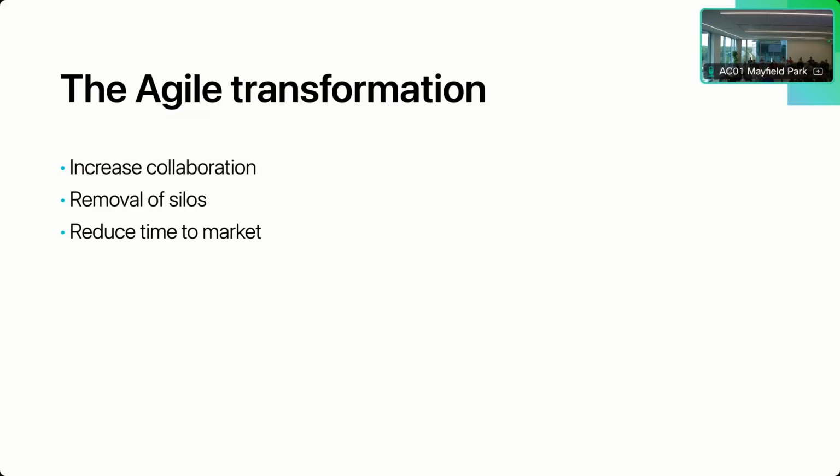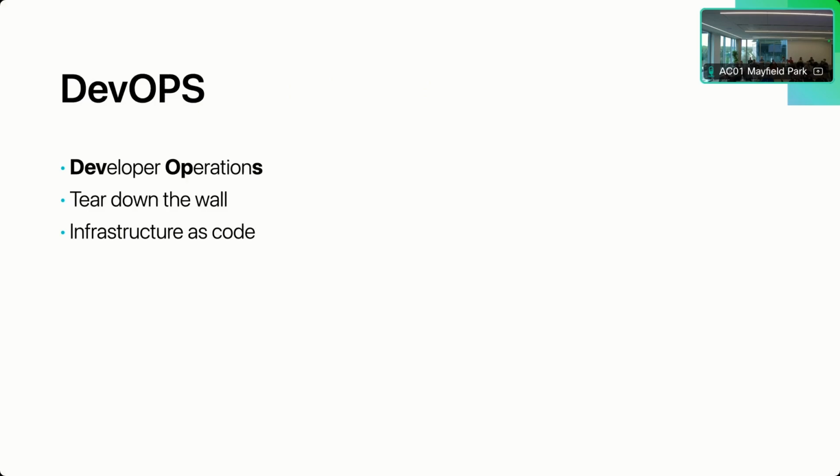We're going to do a tiny little bit of theory about the agile transformation. The idea behind it was about increasing collaboration and removing silos, and it kind of led to this concept of DevOps, about developer operations, where developers and operations people worked together to get away from the idea of, I built it, you run it, well, it works on my machine, but it doesn't work in production. And one of the artifacts of this was the idea of infrastructure as code.